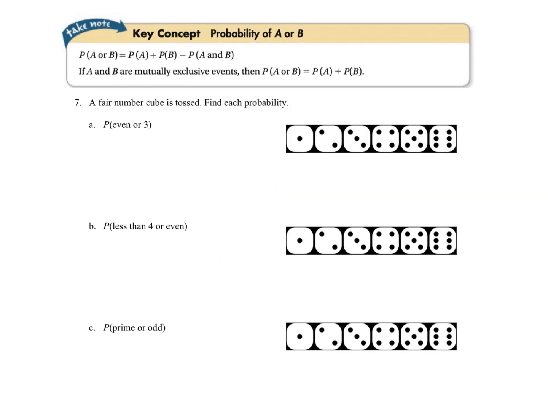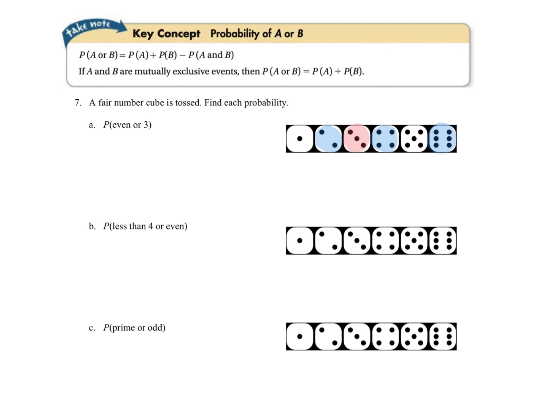Okay, now we're going to look at some examples where you roll a number cube or dice. In part A, we want the probability of rolling an even or a 3. So if we look at our options, I have 1, 2, 3 even numbers. So, and then I have 1, 3.